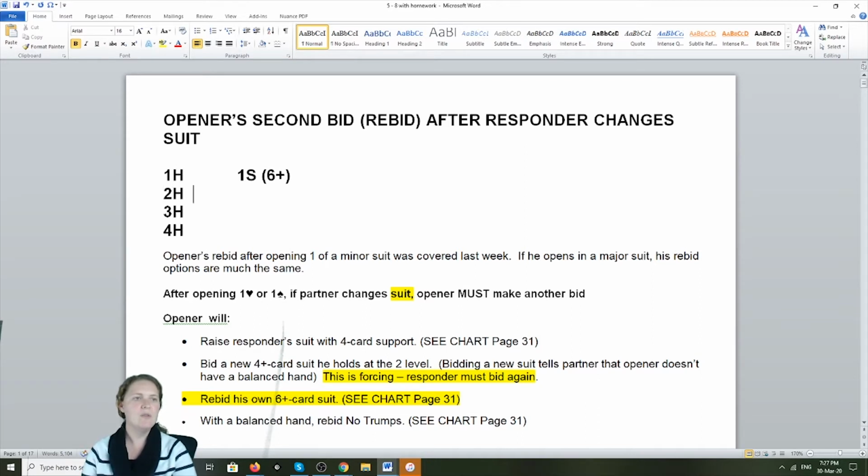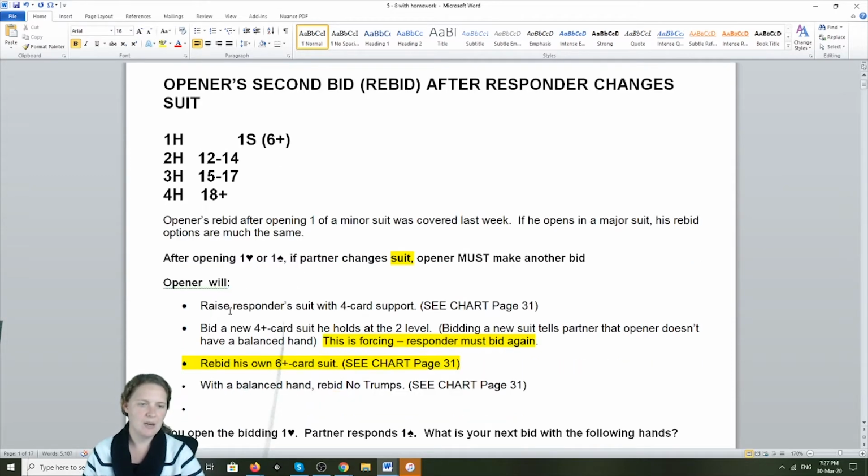And again, the level that you choose to bid your hearts at varies based on the points. With 12 to 14, so 12, 13 or 14, you should bid 2 hearts. With 15, 16 or 17, you should bid 3 hearts. And with 18 or more, you should bid 4 hearts. So that's how we decide which level of hearts we're going to bid at.